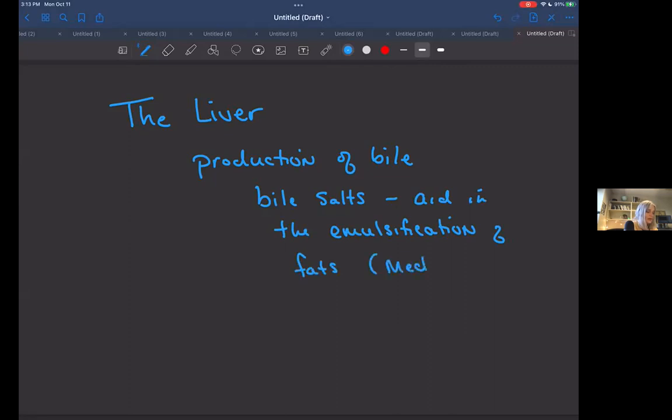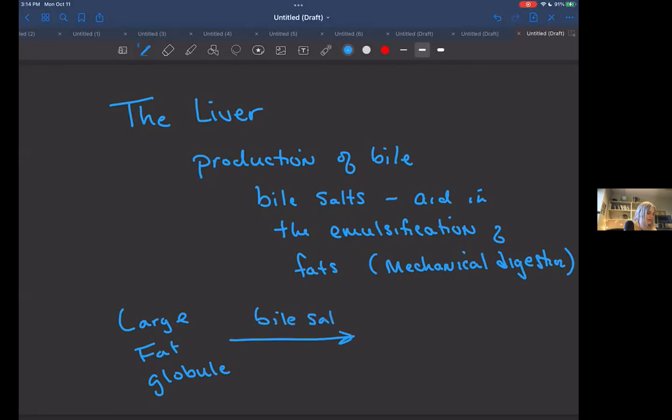So this is a mechanical digestion, even though it is a chemical, bile salts. So when we talk about this, we can have, for example, a large fat globule. And what bile does, and specifically these bile salts, is they break them down into small fat droplets. So the bile is stored in the gallbladder.